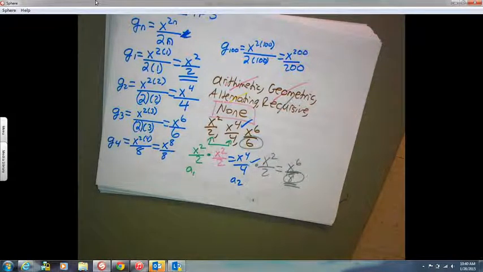Huh? But x squared over 2 plus x squared over 2 is 2x squared over 2, which is not the same. Alright folks, so there we have it.